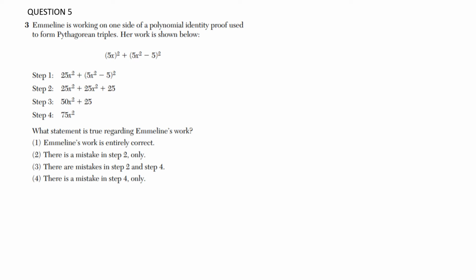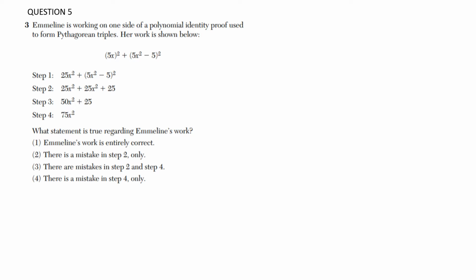So now we're moving on to the algebra portion of the sample questions. Emmeline is working on one side of a polynomial identity proof used to form Pythagorean triples. Her work is shown below. What statement is true regarding the work? Now, the answer choices say there's a mistake in a certain step, so let's go through her work and see if she went wrong anywhere.